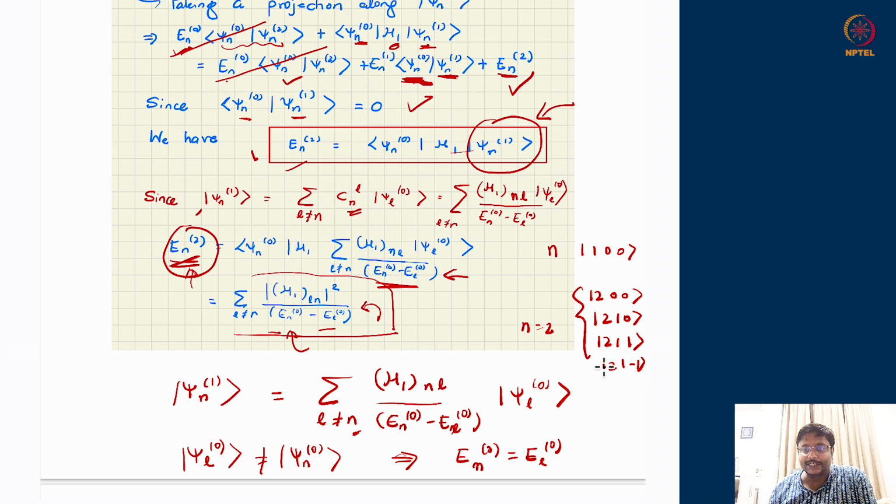It so happens that energy eigenvalue computation does not depend on L or M. Energy eigenvalue for hydrogen atom is only a function of n, minus 13.6 eV upon n square. So it is only a function of n. It does not care about L or M. So these states are different from each other, but they have same n. So therefore they will have same energy.